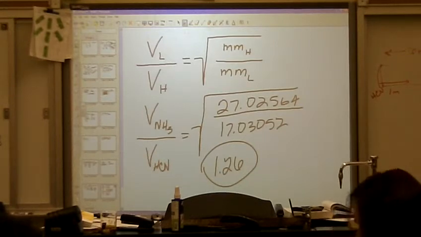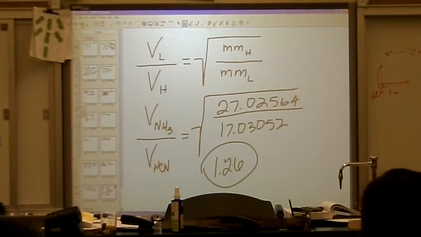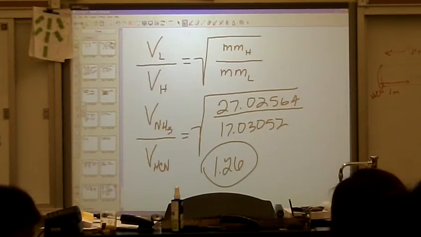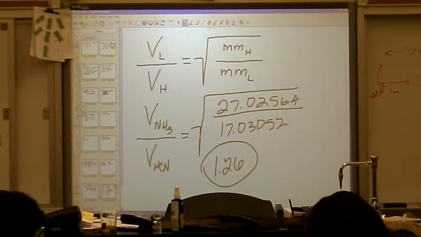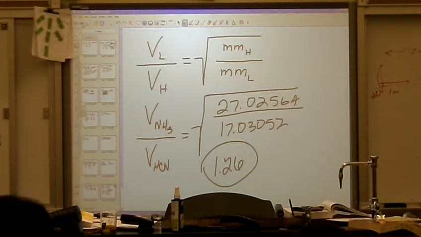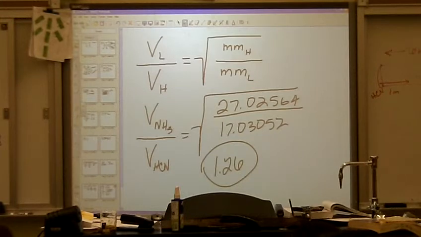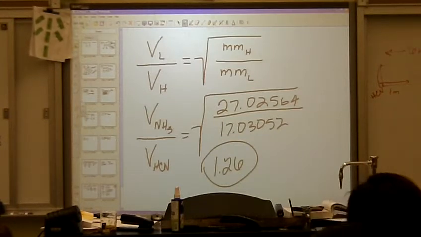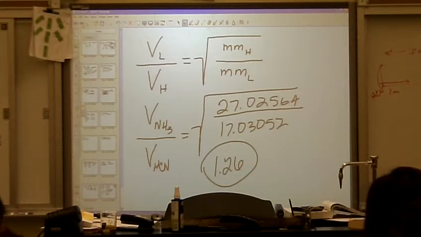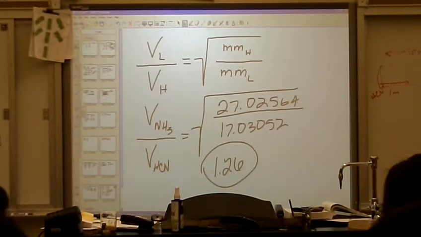Now here's my question for you. Where would these two gases meet inside this tube? They can't meet in the middle, correct? It'll be on one side only.